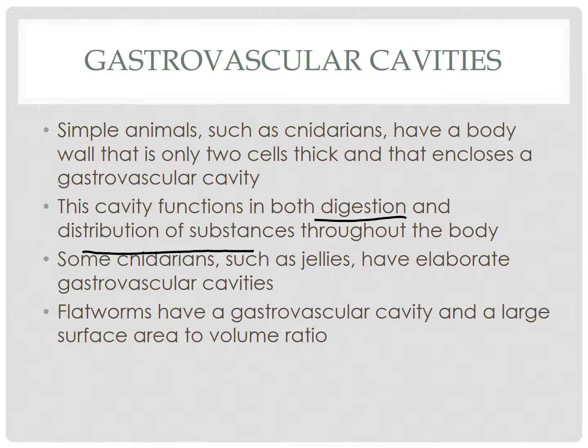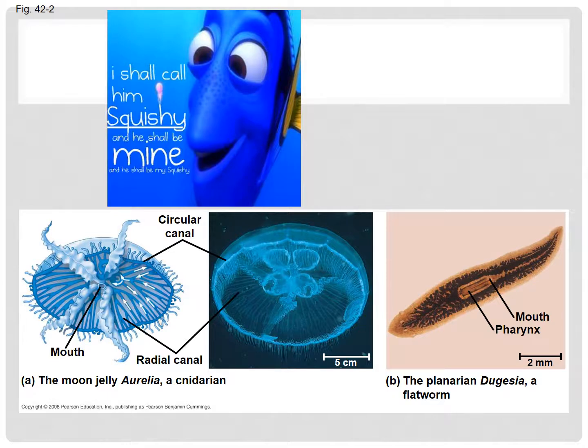And so examples of cnidarians would be, of course, your jellies or your jellyfish. And then another example would be flatworms. And they have, of course, they're worms that are quite flat and so they're quite thin. So they have a large surface area to volume ratio to allow them to exchange the nutrients with the environment. So here you can see our jellyfish. The jellyfish has that gastrovascular cavity, as well as you can see the planaria, which is a flatworm. Both of these do have that gastrovascular cavity to allow for the distribution of nutrients without an internal transport system.